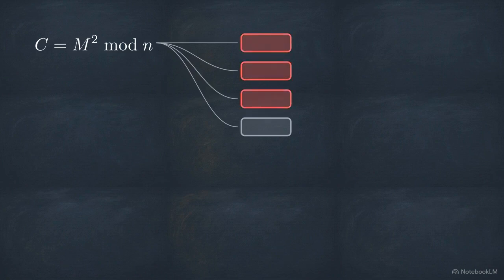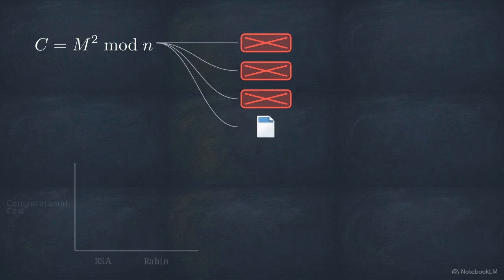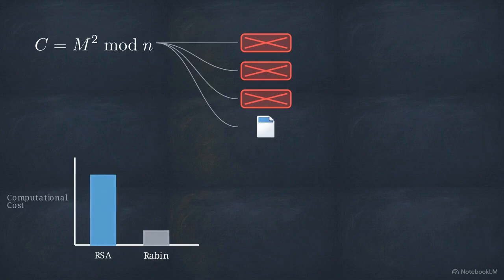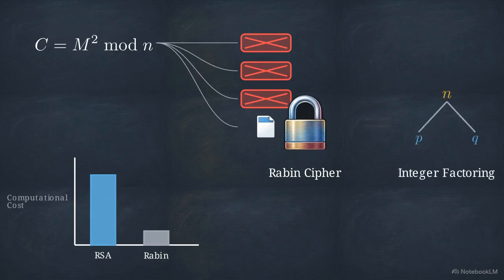The recipient must use the context of the communication or specific headers to identify which of the 4 results is the original message. This ambiguity makes the scheme less common than RSA in practical applications, but it provides a strong theoretical guarantee. Breaking Rabin encryption is mathematically proven to be as difficult as factoring the modulus n.